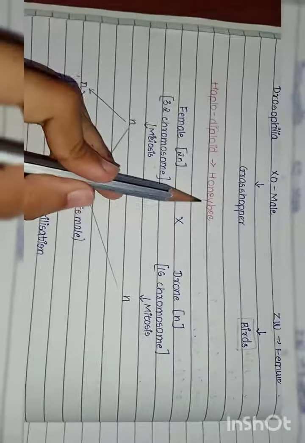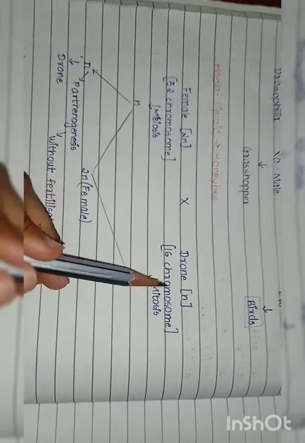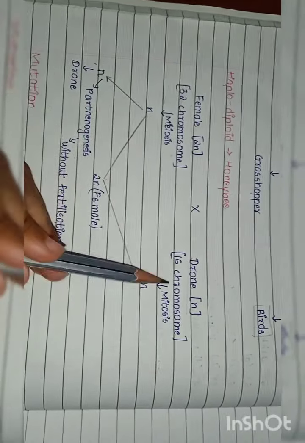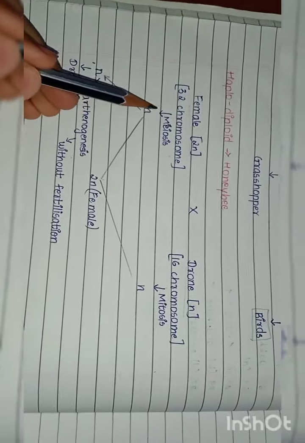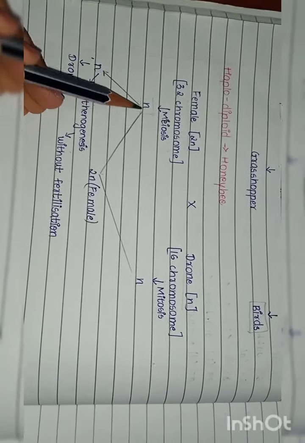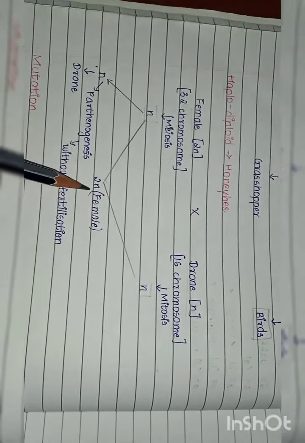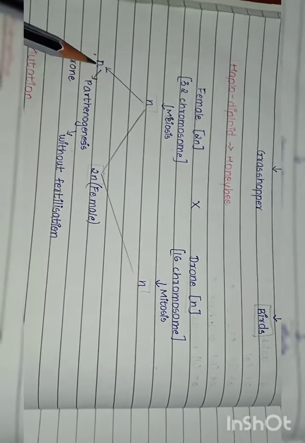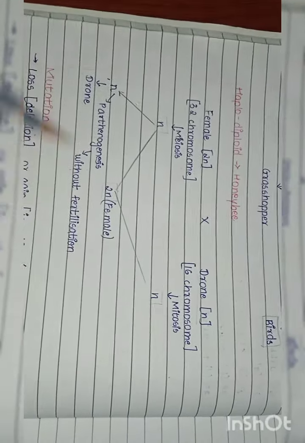Now, let us see sex determination in honeybee, that is haplodiploidy. In honeybee, the female is diploid and the male is haploid, which is also known as drone. Female has 32 chromosomes and male has 16 chromosomes because it is haploid. If the female undergoes meiosis, it forms N. If they undergo mating, it forms diploid 2N, that is female. And if it does not undergo mating, it will form N, that is, it is formed by parthenogenesis, that is, without fertilization.